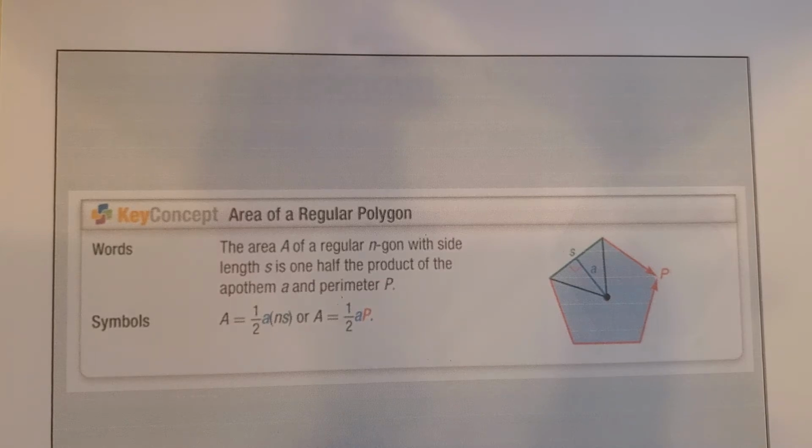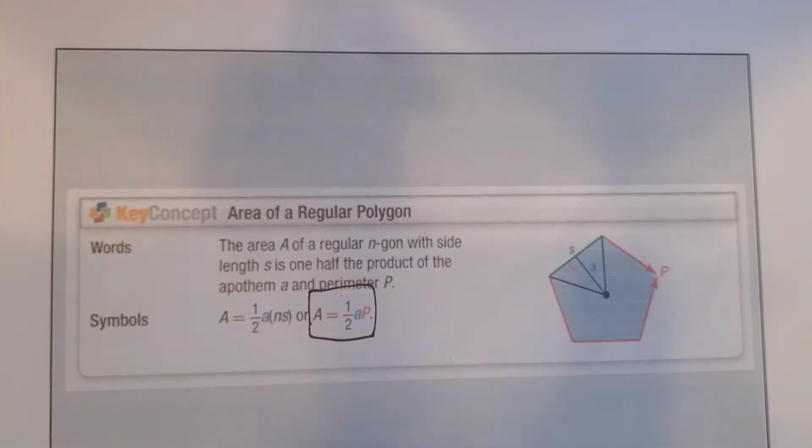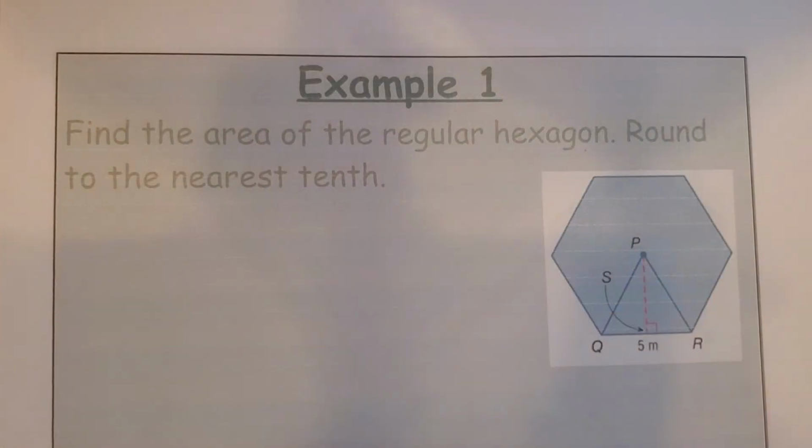The area of a regular polygon with side length S is 1/2 of the product of the apothem and the perimeter. So I usually stick with this formula, 1/2 AP. I'm going to use that a lot more. You'll probably see that a lot more frequently in resources on the internet, in the textbook. I'm sure you're able to figure out that there's going to be a little bit more work that we would need to do to get all of that information before we actually plug it into the formula.